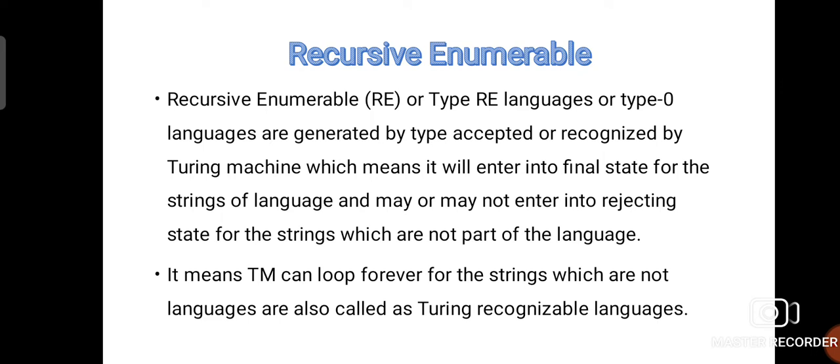It means the Turing machine can loop forever for strings which are not in the language, which are not acceptable by the given Turing machine. These are called Turing recognizable languages.